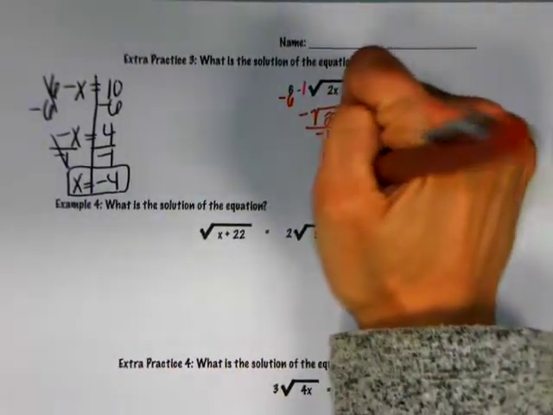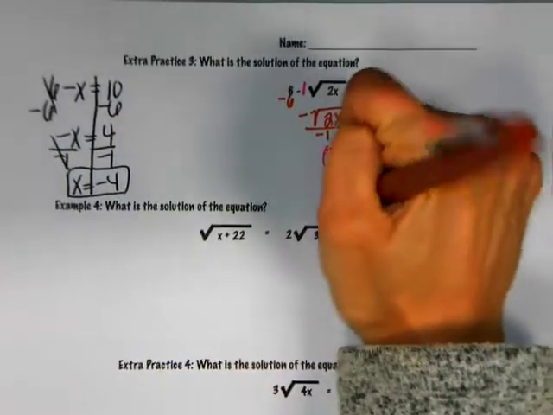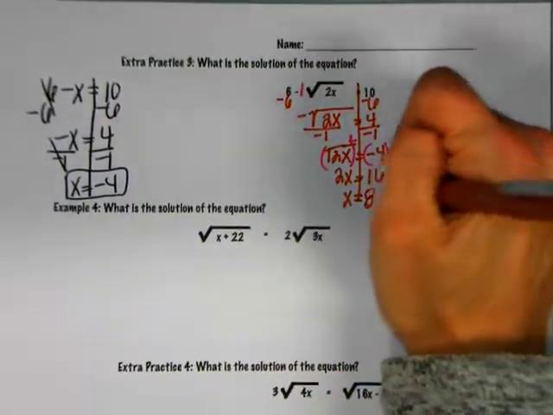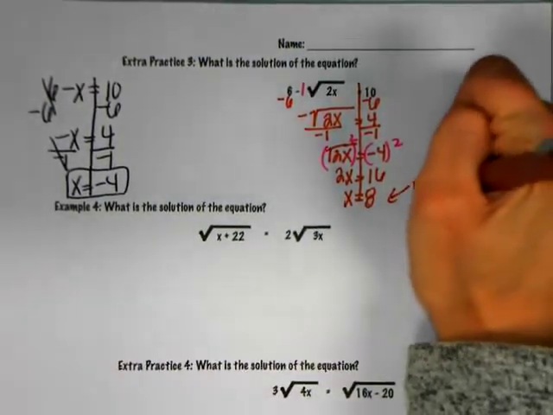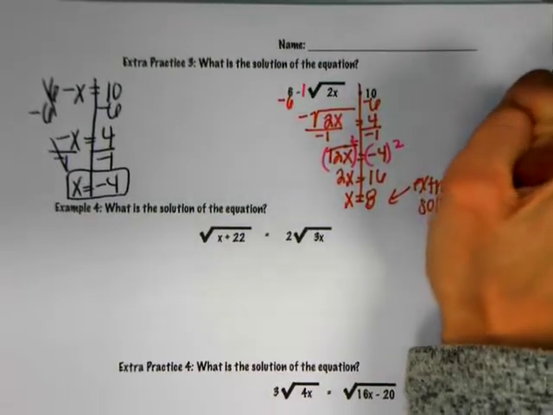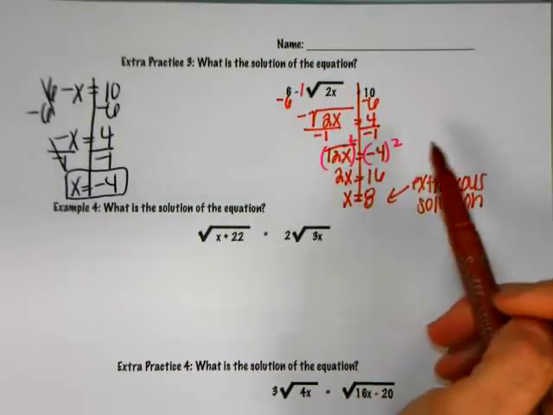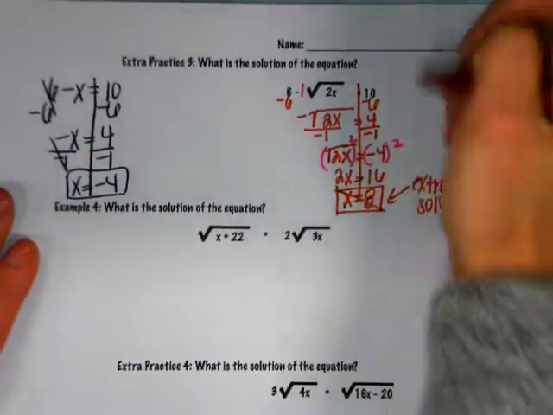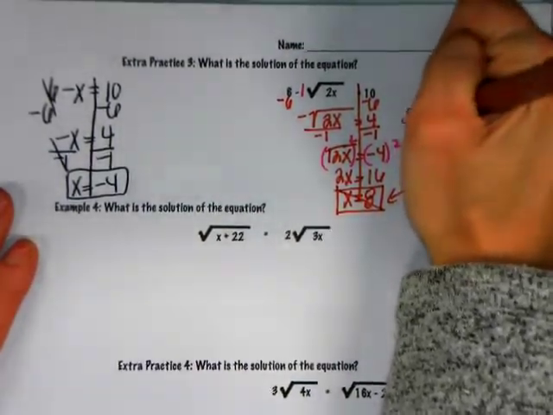I would do 2x equals 16, so x equals 8. And that's an extraneous solution, because if I plug 8 in to check it, it's not going to work. Okay? So you'd actually say no solution for this one too.